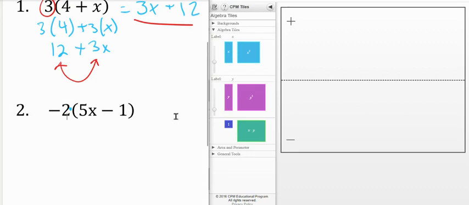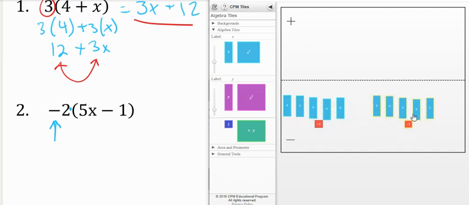Okay, so I'm going to get out my tiles. So I have 5x minus 1, and I have -2 groups of them. And because there's this minus right here, that's telling me that I should be in the bottom part of the mat. But I'm going to have kind of like -2 groups of them. So let me get out my tiles down here. So I have 5 x's, and then 1 unit that's negative. So I'm in the bottom because of this minus in front. But I also need 2 of them because it's -2.